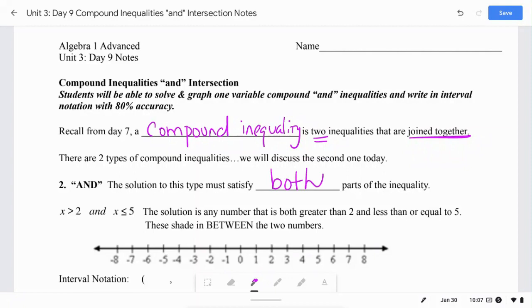"or," it only had to satisfy one part. So if we have this example here, x has to be greater than 2 and x has to be less than or equal to 5. So it has to satisfy both parts.